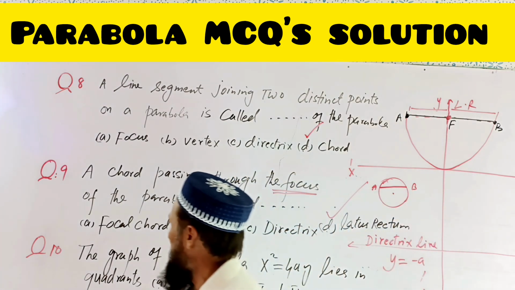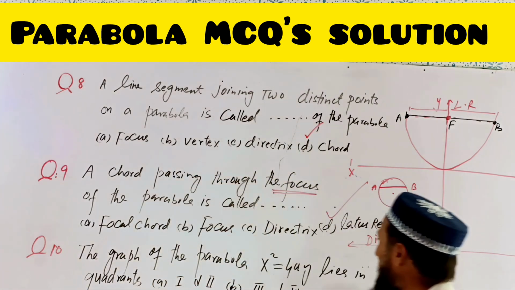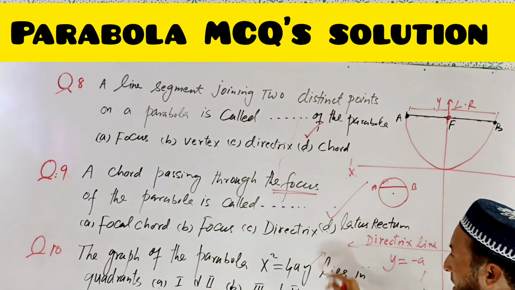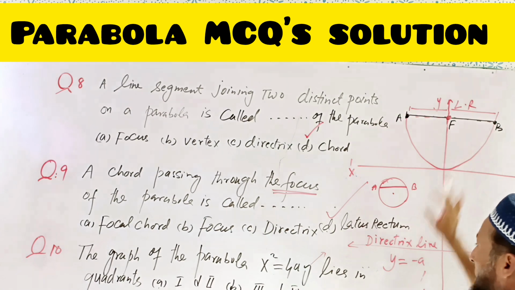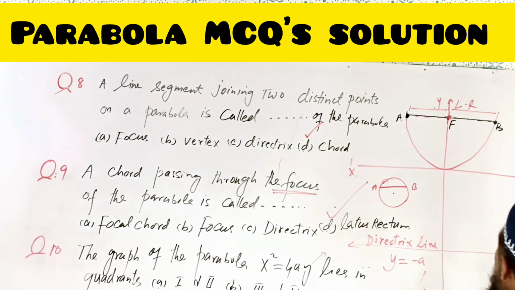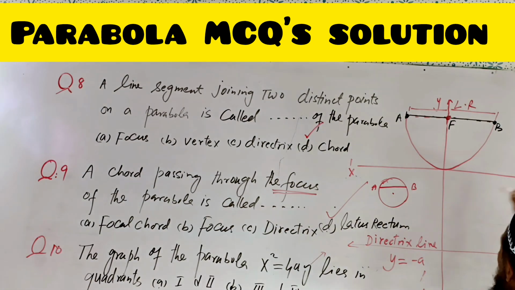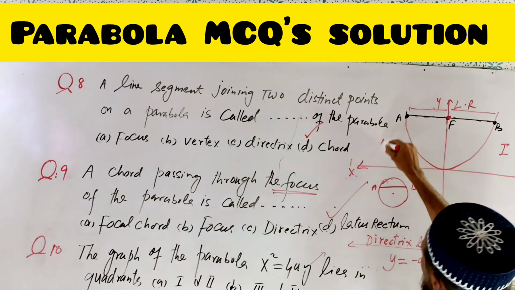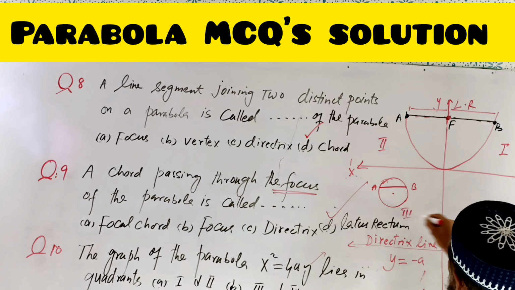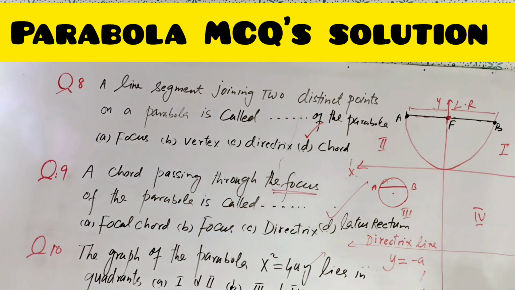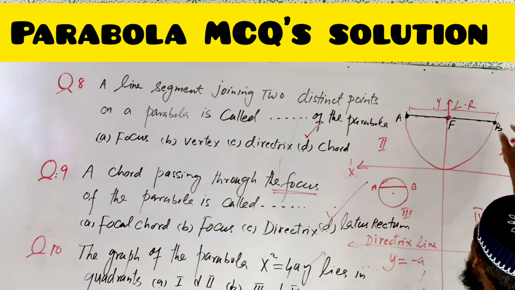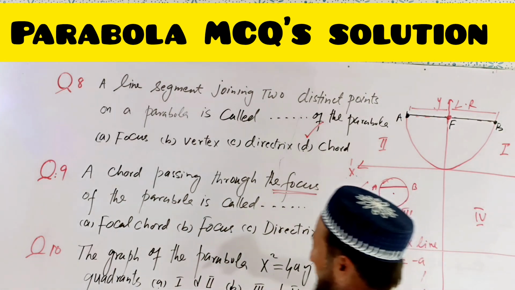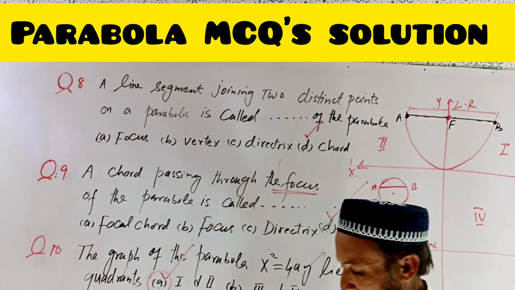Question number 10: the graph of the parabola x square equals 4ay. From here we know the parabola is making on the y-axis. In which quadrant does it lie? In the plane there are four quadrants: first, second, third, and fourth. The parabola is making in the first and second, so option A is the correct option.